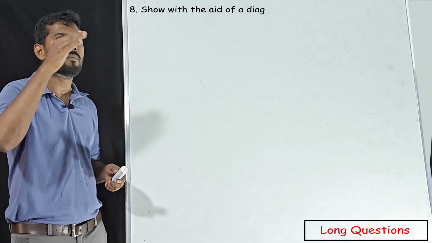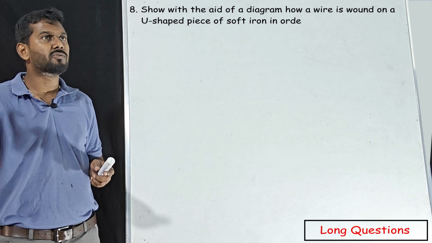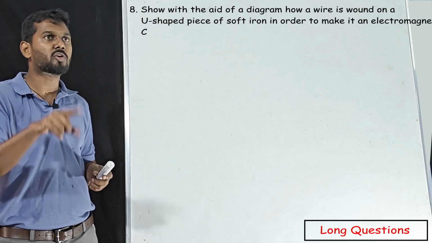Our next question: show with the aid of a diagram how a wire is wound on a U-shaped piece of soft iron in order to make an electromagnet.